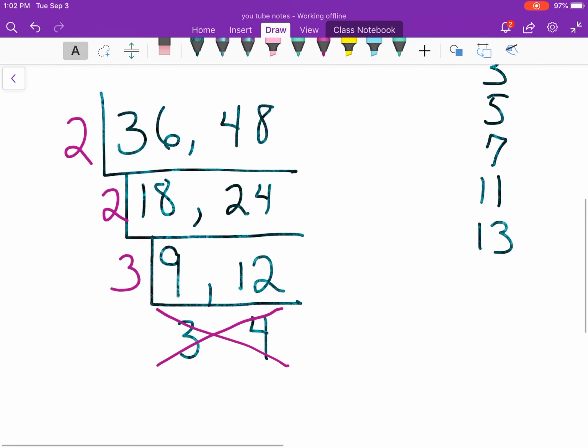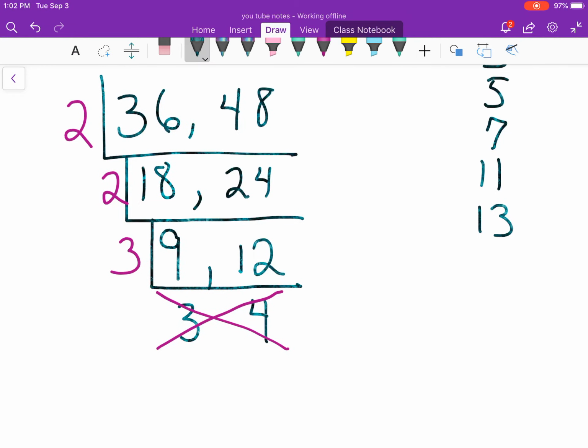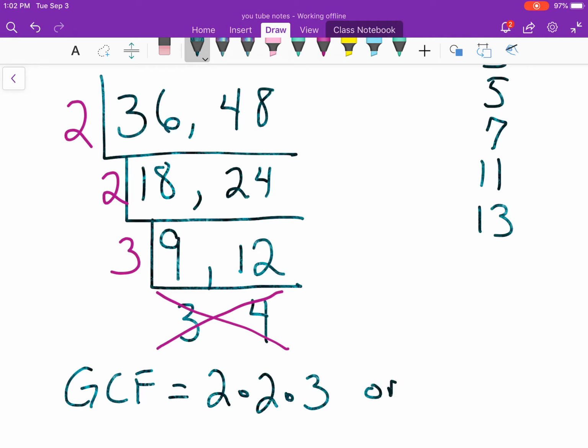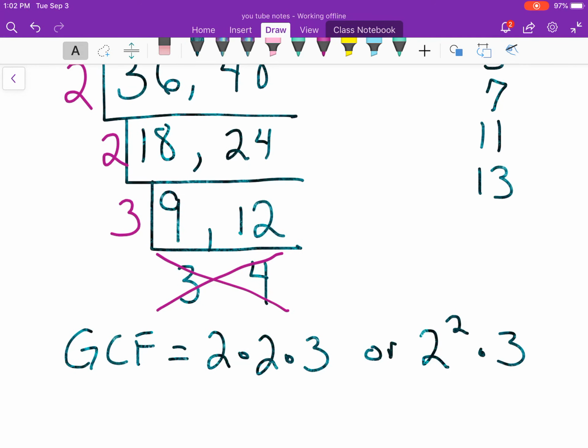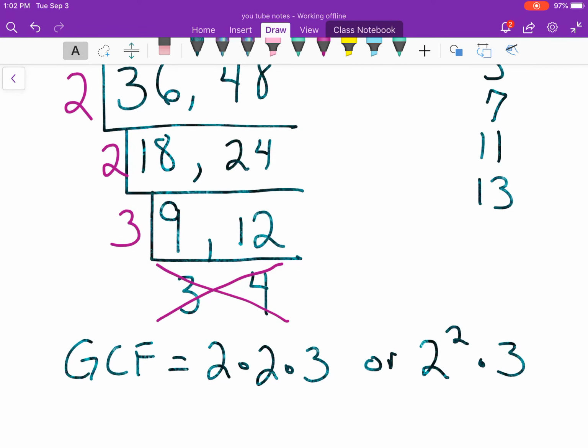I will take my pencil or whatever I'm using, and I will gently cross that out. I still want to see those numbers down there. And then my answer will be, my GCF is 2 times 2 times 3. Or if you write it in exponential form, that would be 2 squared times 3, which would be what? What is 2 times 2? 4. 4 times 3 is 12. And your answer is 12. And that's how you do GCF with cake method.